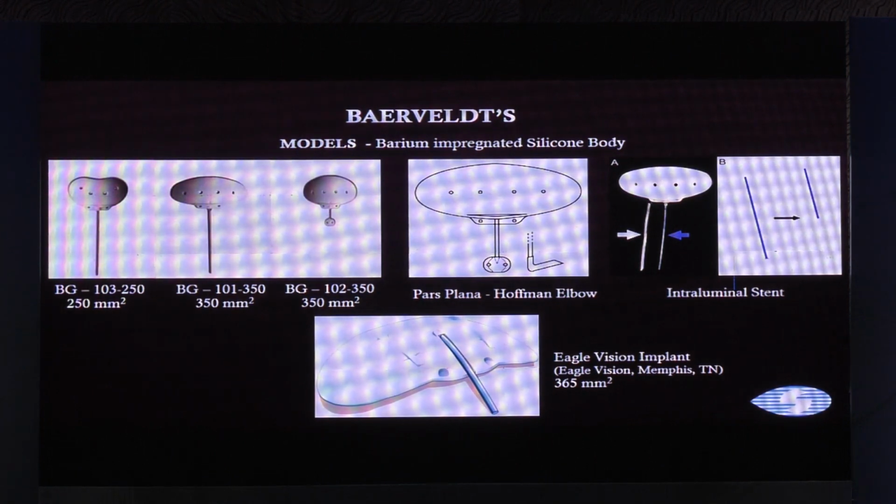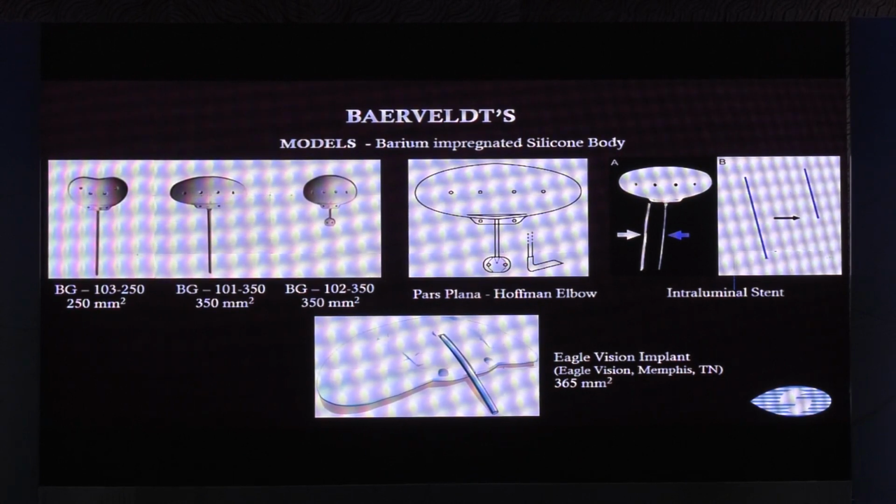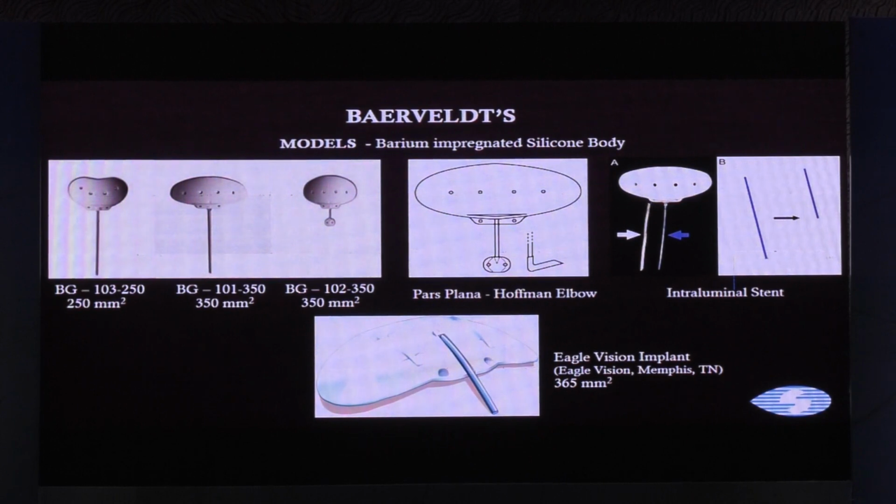The only thing, Baerveldt has a barium impregnated silicone body which is opaque in X-rays, so it is easily located during the follow-up time. If it is necessary, you do the X-ray and find out where the valve is. Starting from 250 square millimeter to 300 square millimeter, 350 square millimeter, of different types. And lately, a still larger body with the Eagle Vision implant was introduced with a 365 square millimeter body, with a little change in the surface area in the form of a ridge.